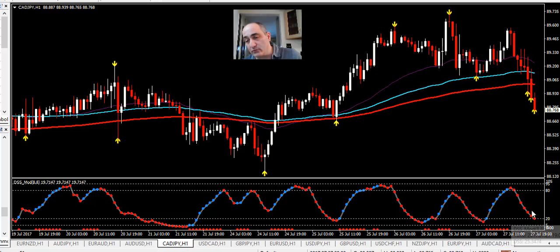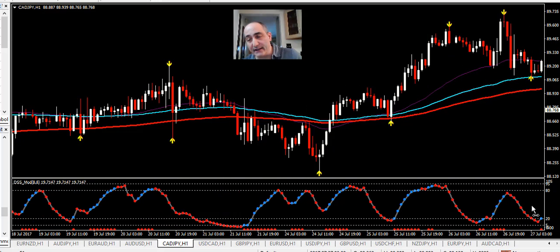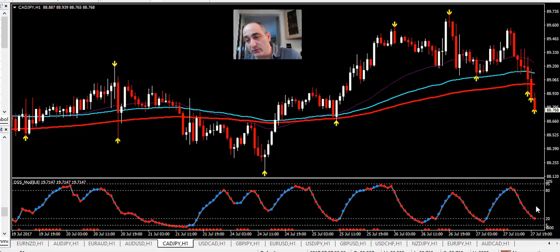You also have to look at the DSS indicator and we need that to go long. We need that to turn blue, and then we need a bull candle, which would be white in this case, and then we would get in on the next candle.